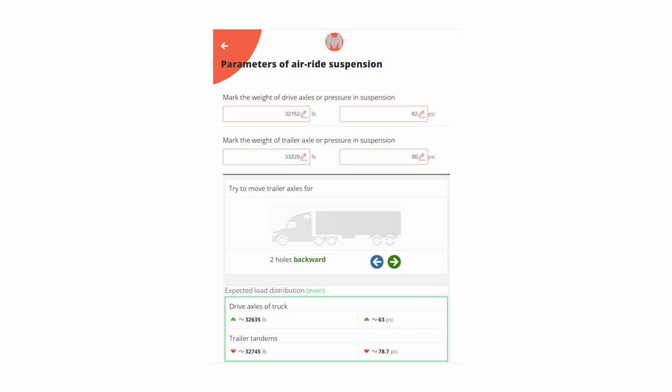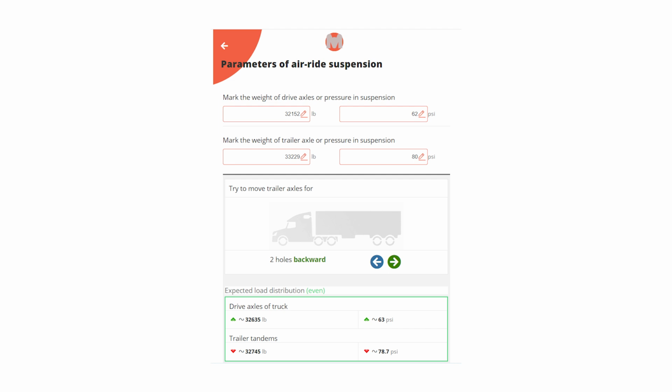It gives axle weight. But look at this picture where the trucks are located. It gives a suggestion to move the trailer axle 2 holes backwards to equalize the weight of axles. And lower you can see what the weight of the drive axle and trailer axle will be and what pressure to expect in suspensions. So everything is simple, but I would like to point your attention to the blue and green arrows.